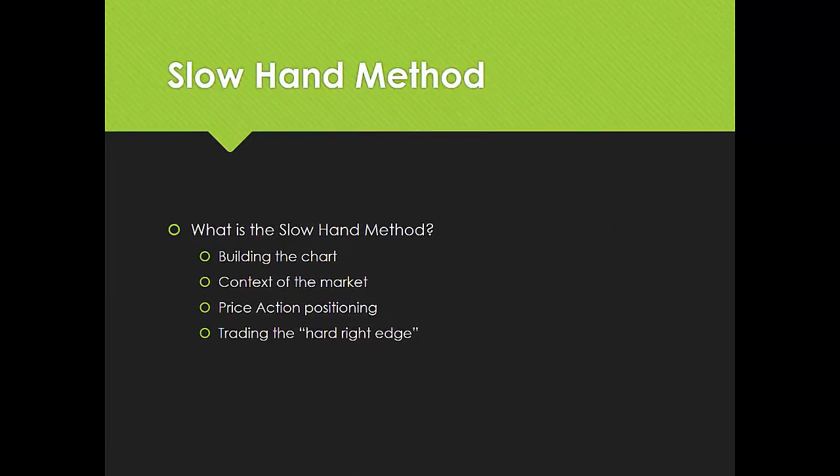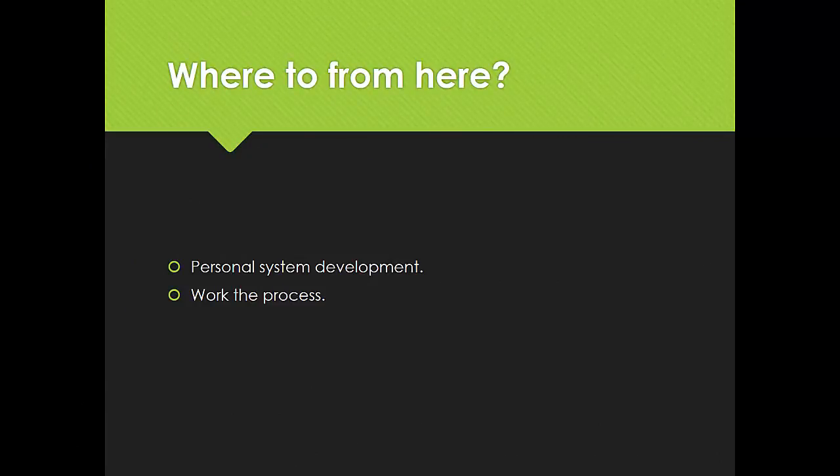I guess maybe the big thing is, what is the slow hand method? What I look at is, the slow hand method is building the chart, recognizing the context of the market. It's the price action positioning, in other words, the trading part of it, and helping to really understand how to trade at the hard right edge. And what I mean by the hard right edge is, as those bars are developing, how to use that price action so that you can be in the best position to take advantage of where you believe the market is heading, where that market is either on the buy side or on the sell side. And then where to go from here.